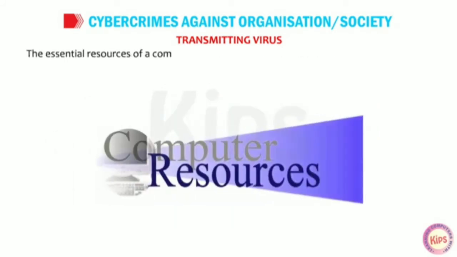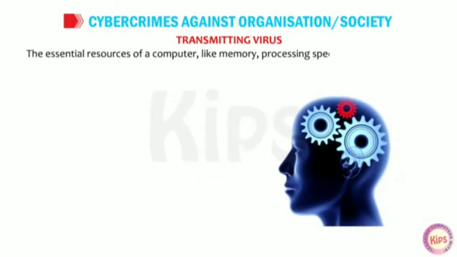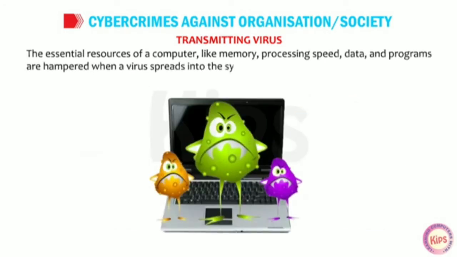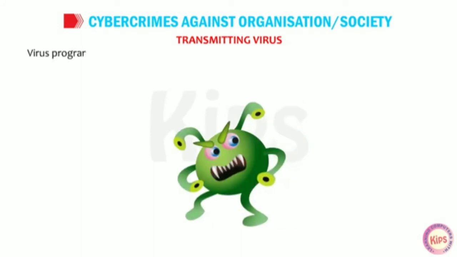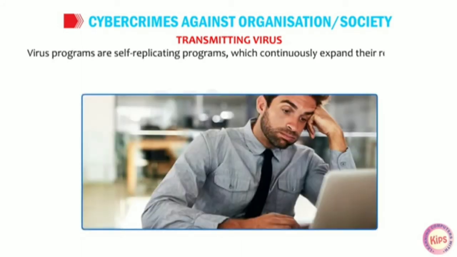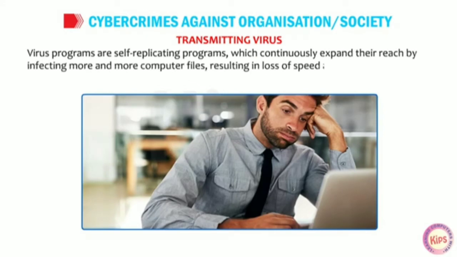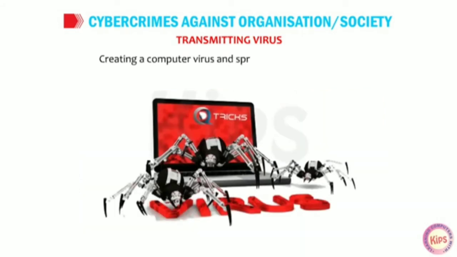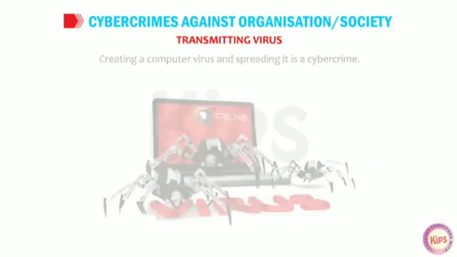The essential resources of a computer like memory, processing speed, data and programs are hampered when a virus spreads into the computer. Virus programs are self-replicating programs which continuously expand their reach by infecting more and more computer files, resulting in loss of speed and destruction of data. Creating a computer virus and spreading it is a cybercrime.